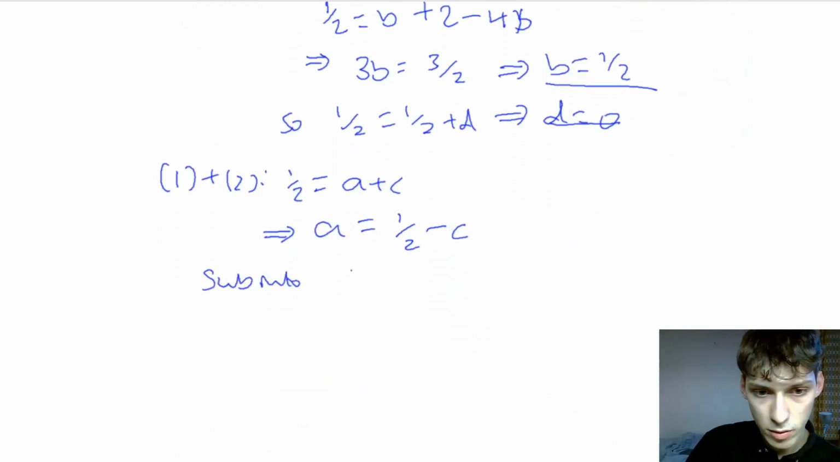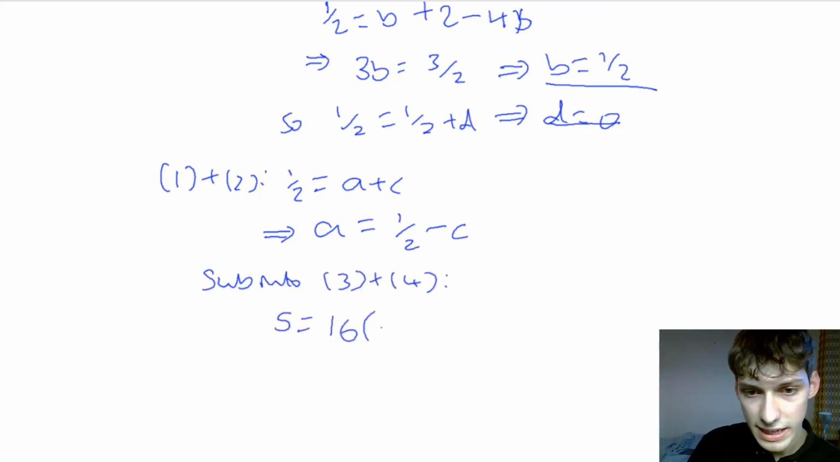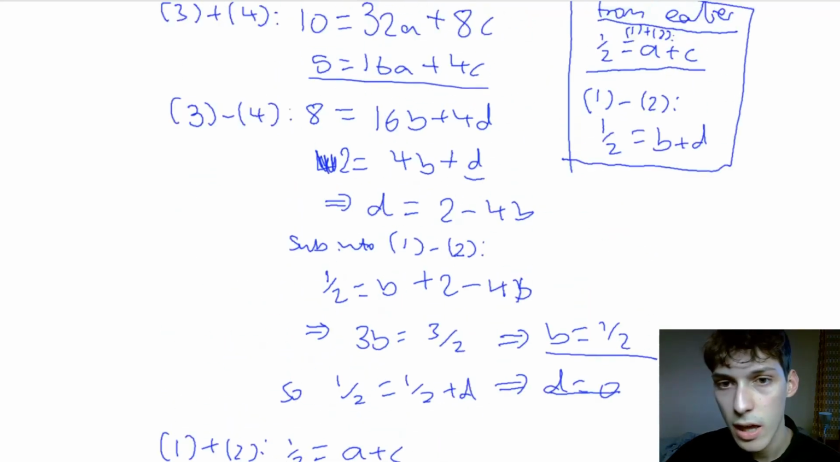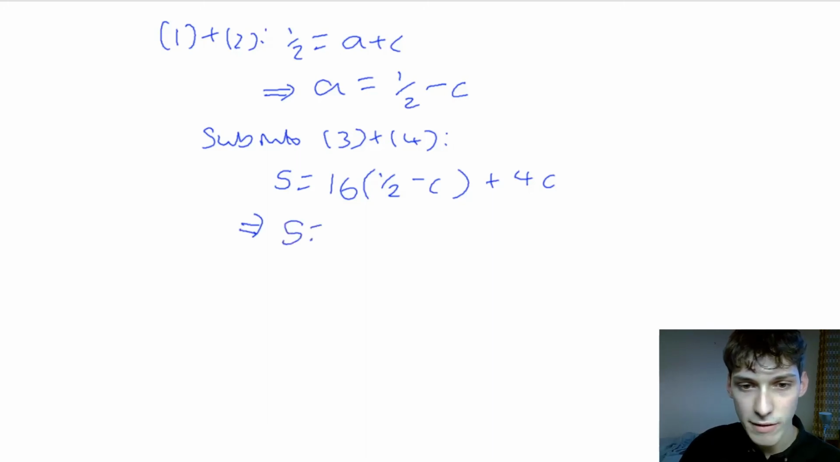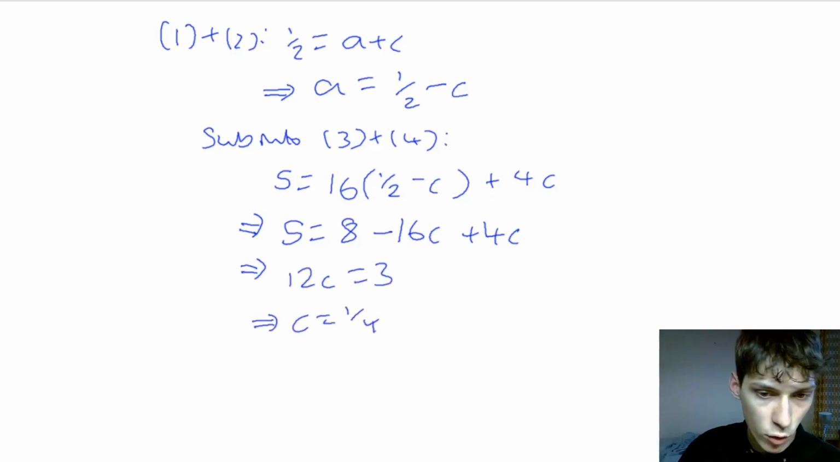Sub into 3 plus 4 to get 5 is equal to 16a. That's our value for a, plus, I think it was 4c, was it? Yeah, plus 4c. Perfect. Okay, I'm kind of wishing that I'd rearranged for c to be the subject earlier, but oh well. Either way works. We have 5 is equal to 8 minus 16c plus 4c. Let's rearrange this to get the c's over on the other side, and we have 12c is equal to 3, or c is equal to 1 over 4.